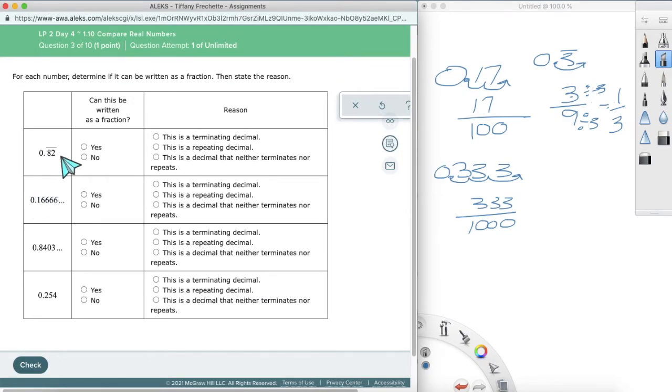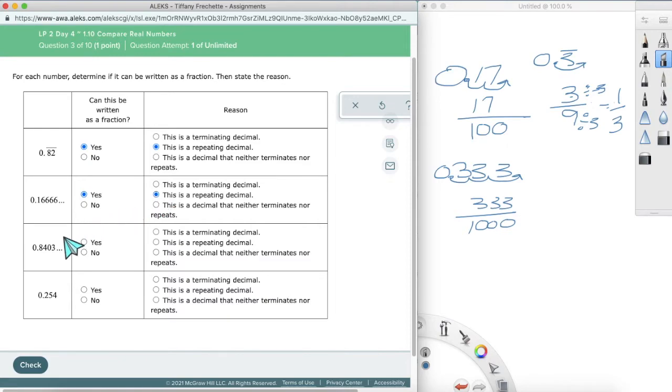So here we have a repeating decimal, so that would fit in this category. I can definitely write that as a fraction, yes. And this is a repeating decimal because that's what that bar means. It's repeating. With this one, it looks like the 6s are repeating as far as I understand. I hope that I'm looking at that correctly and they're not saying that it's going to change. So I'm going to say yes on this one, and I'm going to say it's repeating.